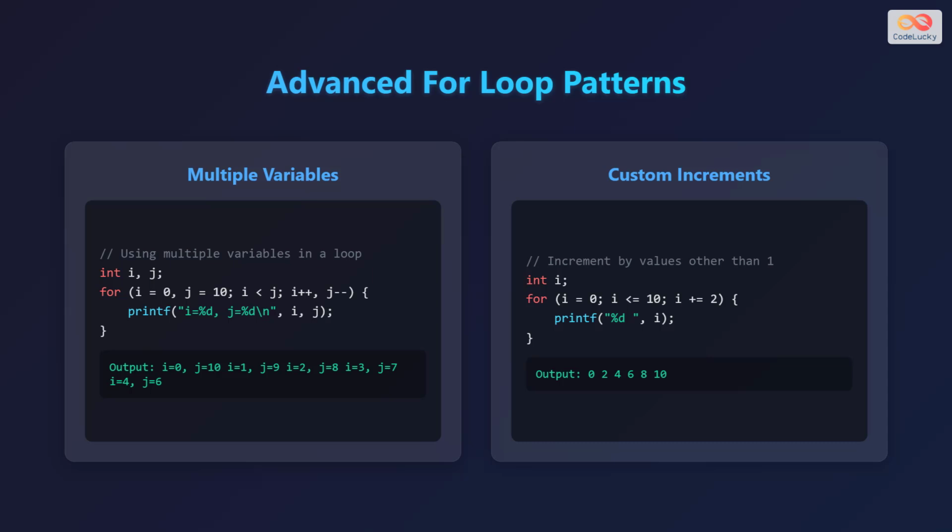Next, custom increments. The code says, // Increment by values other than 1. int i; for (i = 0; i <= 10; i += 2) { printf("%d ", i); } Output: 0 2 4 6 8 10.